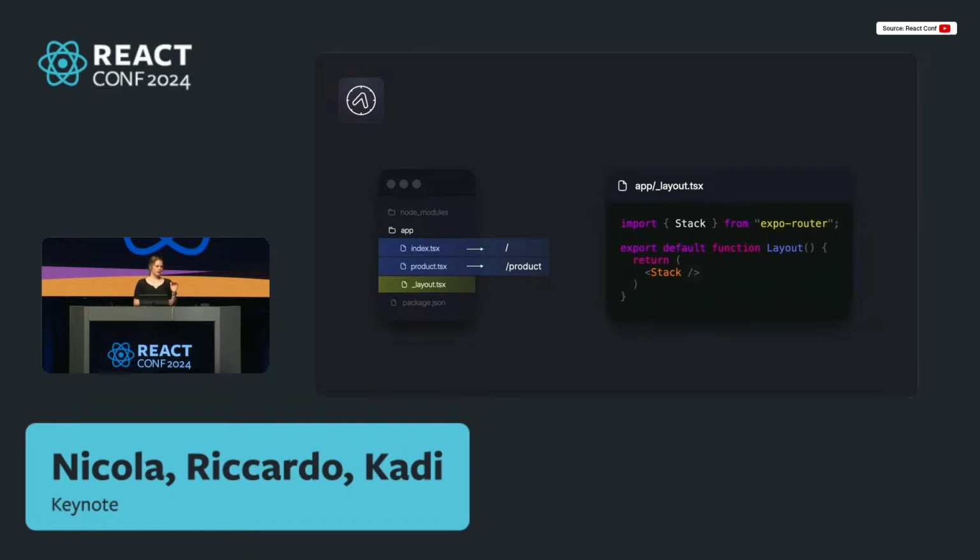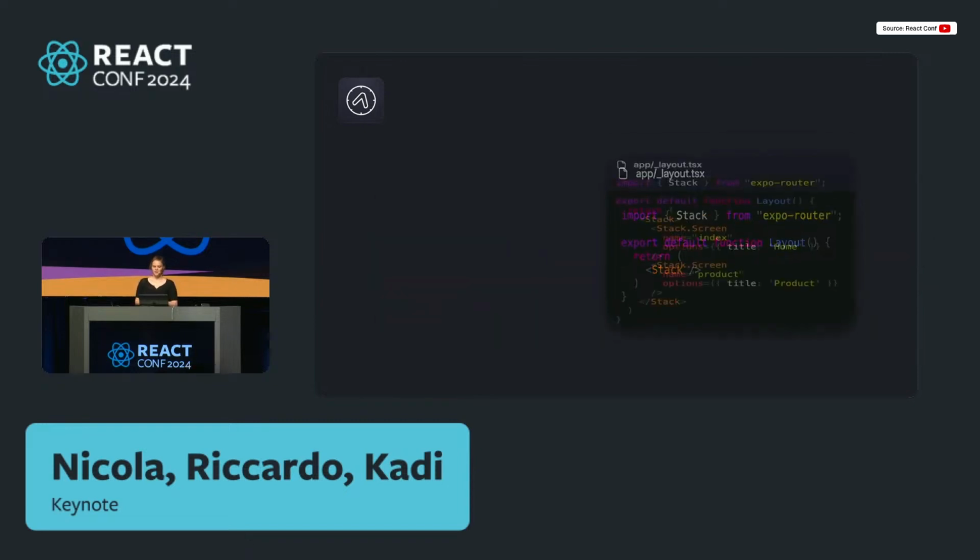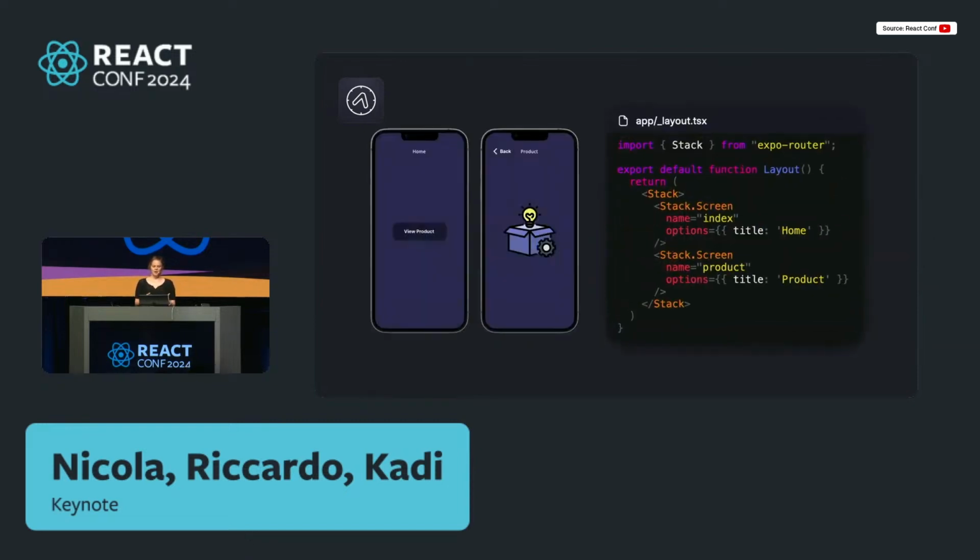Notice that I didn't need to list out any of the routes in a stack, and that's because this information is implicit from the file system. You only ever need to define them if you want to add additional properties such as header icons, styling, or in this case, a title for the screen.